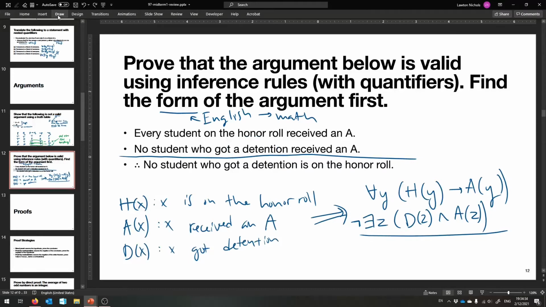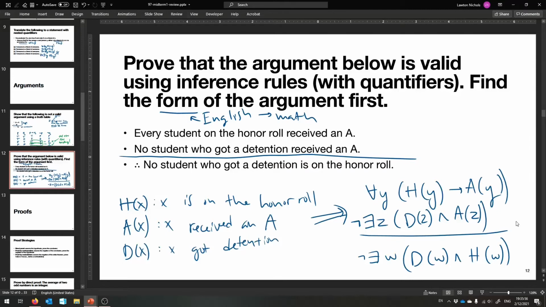That's very important. And then, it's saying no student who got a detention is on the honor roll. Okay, so no student, there isn't anybody. There is not some student. It's not true that there is a, I don't know, W. There's no student W who got a detention and is also on the honor roll. Okay, therefore, no student who got a detention is on the honor roll. Dun dun dun. There is no W who both got a detention and is on the honor roll. So there does not exist any student W who both got detention, D of W, and is on the honor roll, which is H of W.